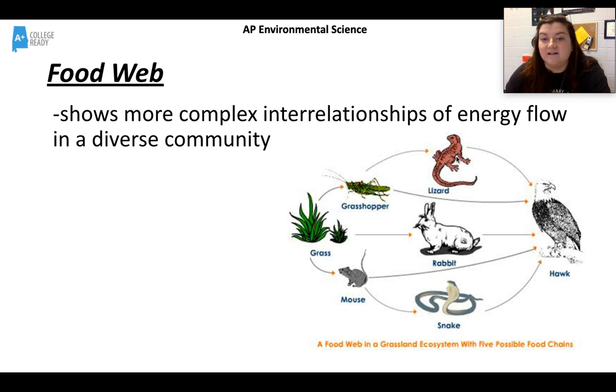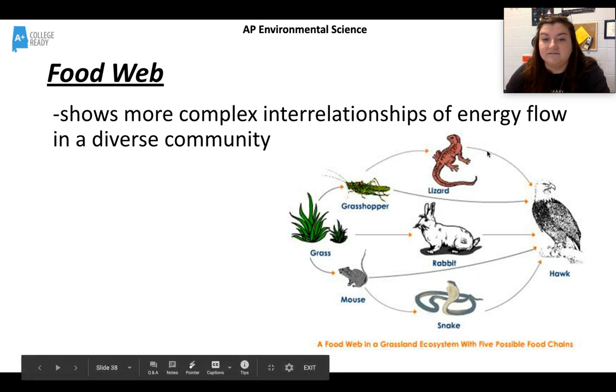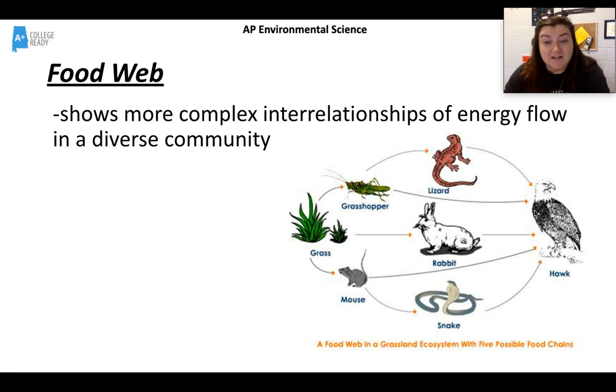And then you've also got these secondary consumers that are eating the primary consumers. And then you've got your tertiary consumer over here, who's the head honcho, who's eating all these other guys, right? So it's just a little bit more complicated because you can see the hawk does eat lizards, but the hawk also eats grasshoppers, and the lizard eats grasshoppers. So it's following the energy flow.